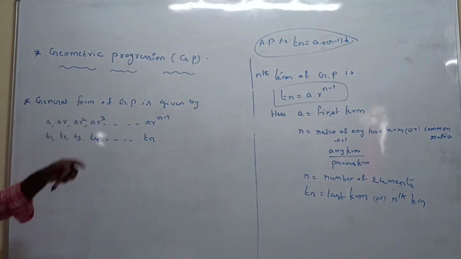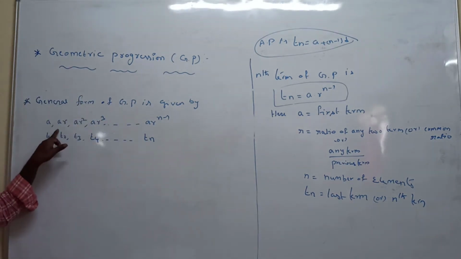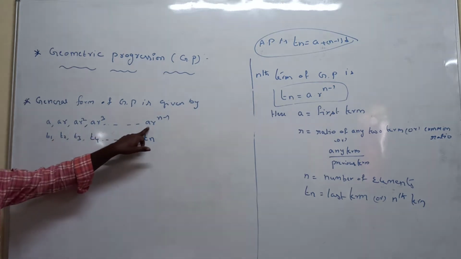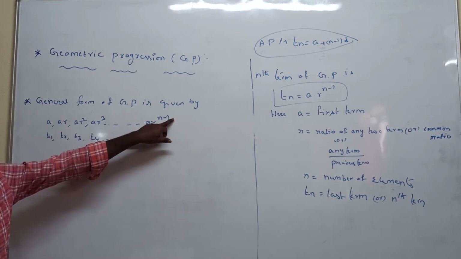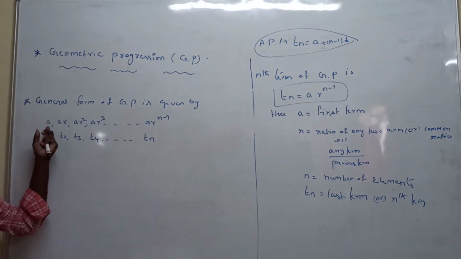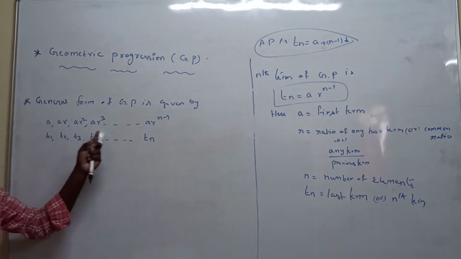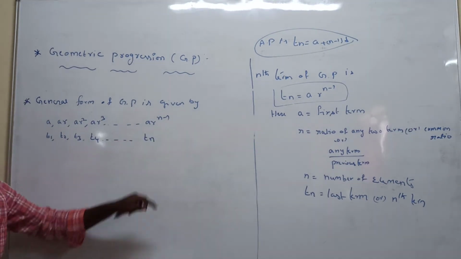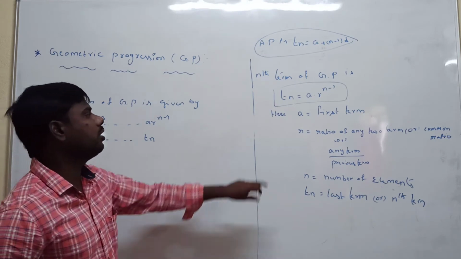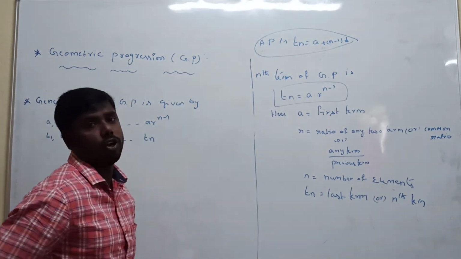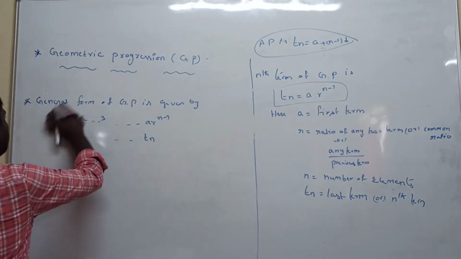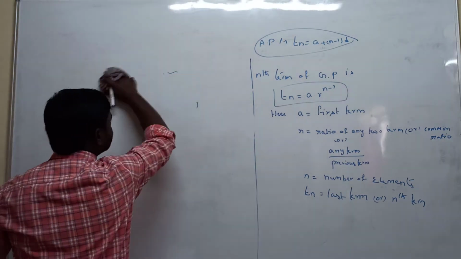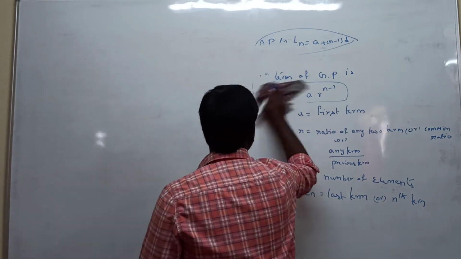The general form of geometric progression is given by A, AR, AR square, AR cubed, and so on, up to A into R to the power of n minus 1. The first term is A, the second term is AR, and so on, the nth term is A into R to the power of n minus 1. Next, all the questions depend upon the nth term of the geometric progression. Now we are going to the problems. So now you can use the geometric progression formula to solve for the nth term.